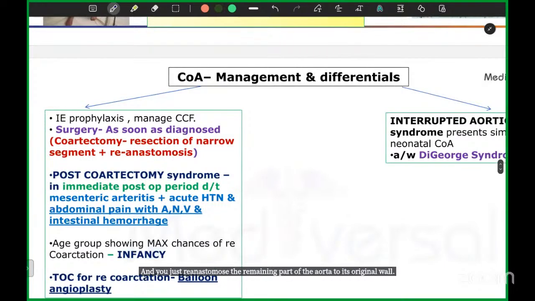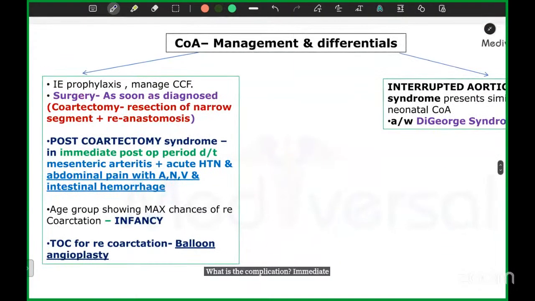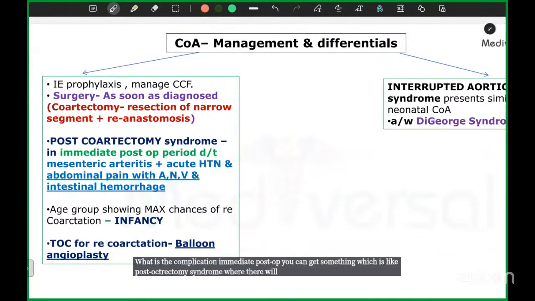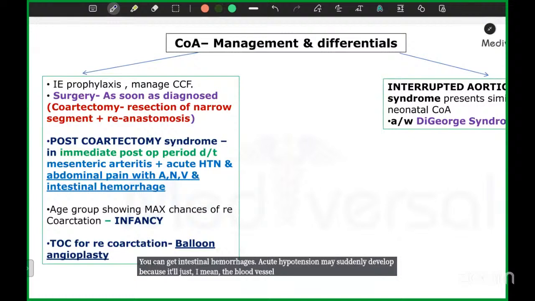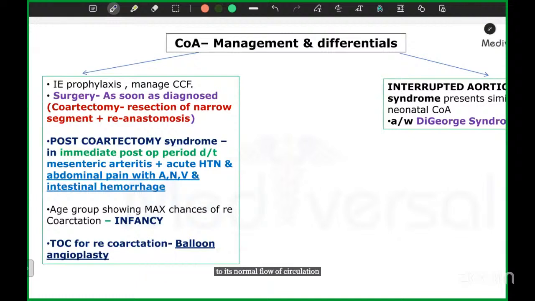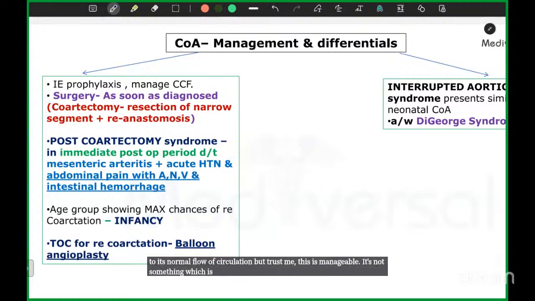What is the complication? Immediate post-op, you can get something which is like post-coarctectomy syndrome, where there will be acute abdominal pain with anorexia, nausea, vomiting. You can get intestinal hemorrhages. Acute hypertension may suddenly develop because the blood vessel needs some time to readjust to its normal flow of circulation. But trust me, this is manageable. It's not something which is fatal. It needs close monitoring, and the age group which shows maximum chances of recoarctation is infancy.